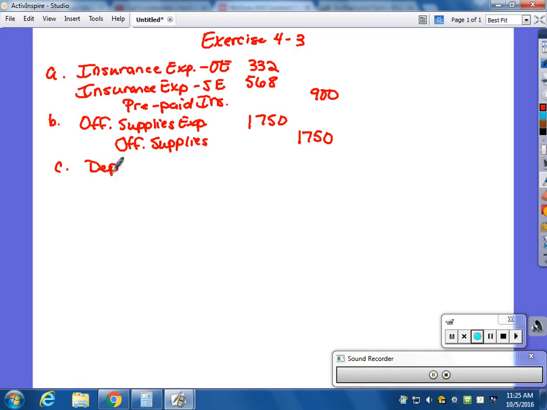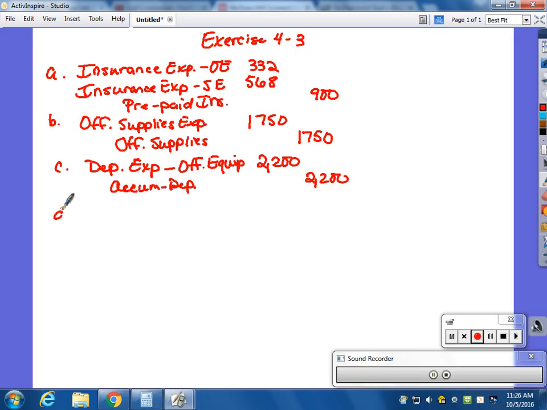Debit to depreciation expense for what asset? Office equipment for how much? $2,200. What was the credit? Our contra account, accumulated depreciation, for the same amount.